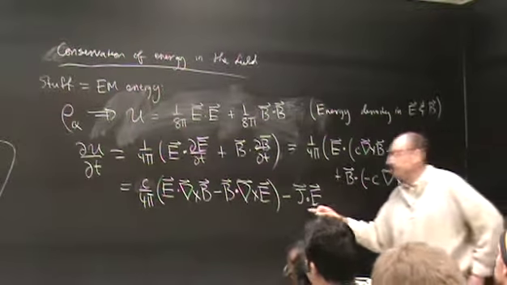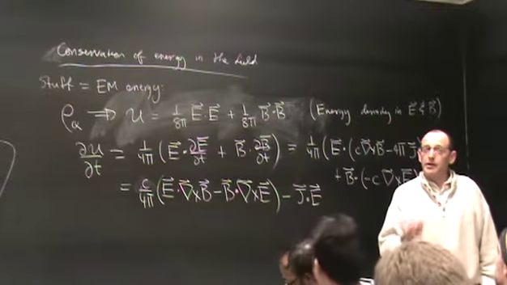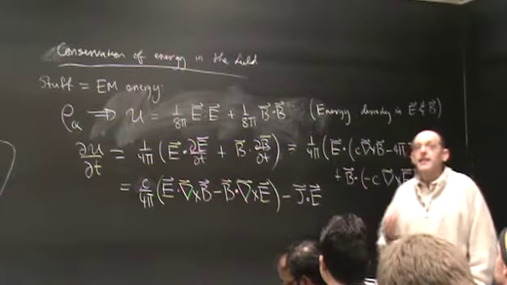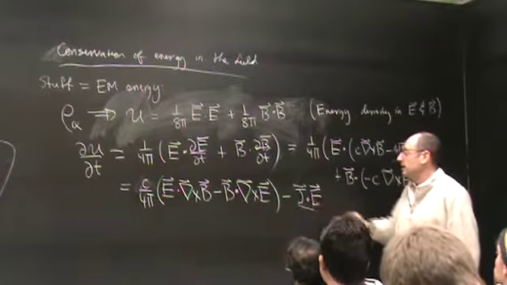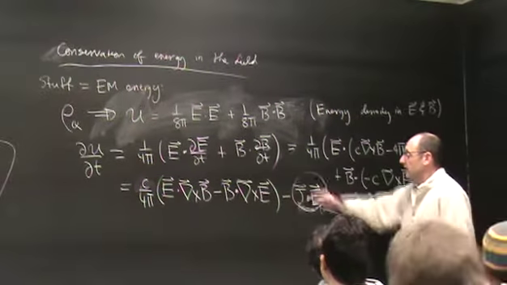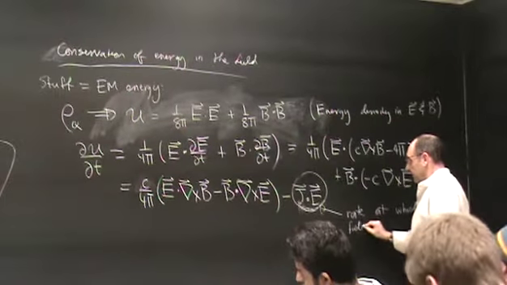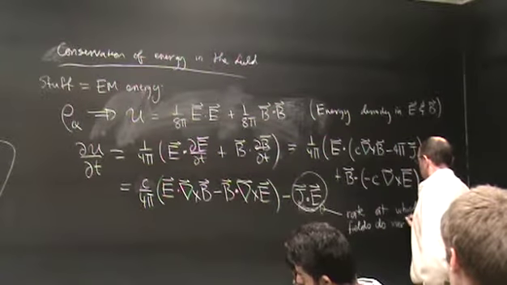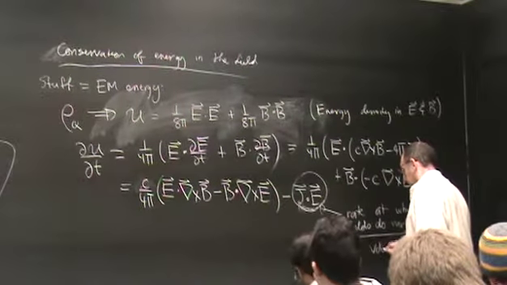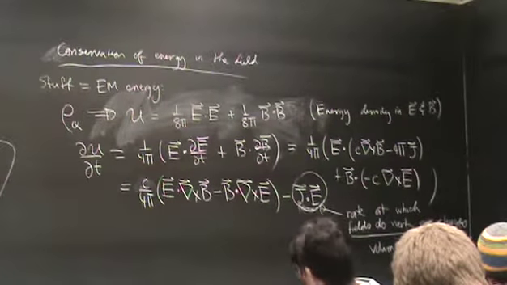Now, what is this? J dot E. You remember we discussed at the beginning last week the whole idea of ohmic heating, that J dot E was the rate at which fields do work on charges per unit volume. Right? That's what we call ohmic heating.